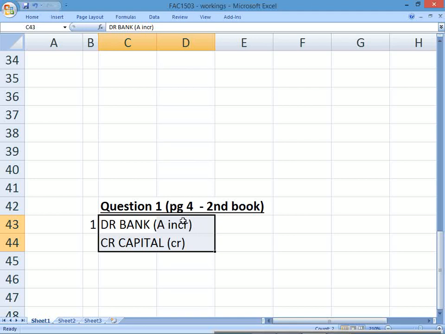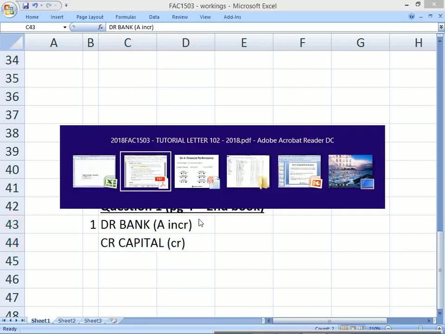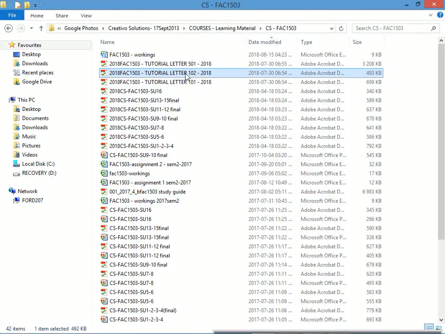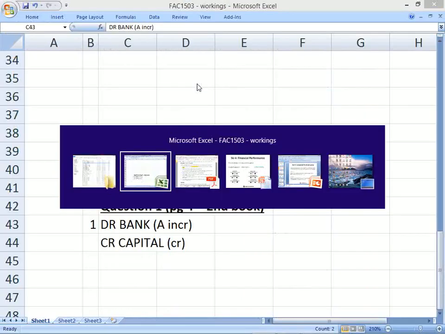What is the second book? Second book is Tutorial Letter 102. Oh, okay. I don't have that one here. It's online. I've got the study guide, which is that one, the 501, then I've got the 102 and the 101. Okay, so I'll write that down.